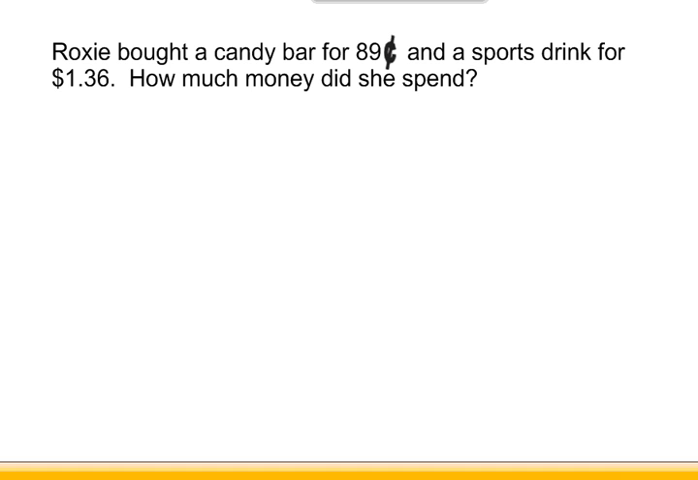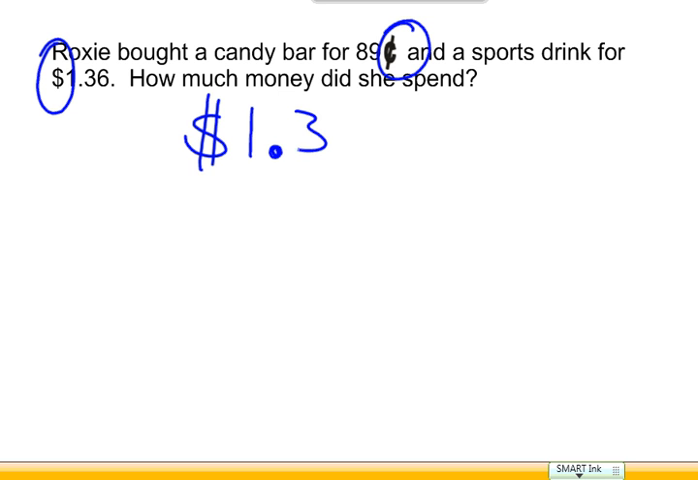Then as we work with this, we can see it come into play in different types of word problems, where it says Roxy bought a candy bar for 89 cents and a sports drink for $1.36. How much money did she spend? We need to add these two ideas together. However, this has a cent label and this has the dollar label. So we have to convert one of them to the other.